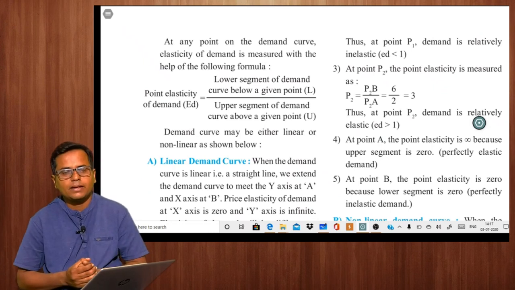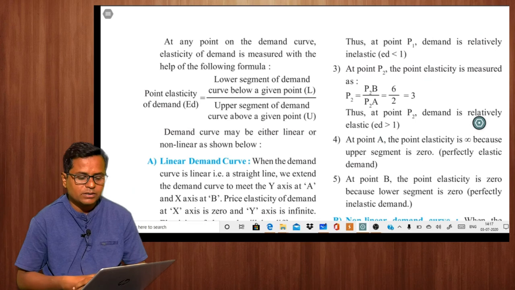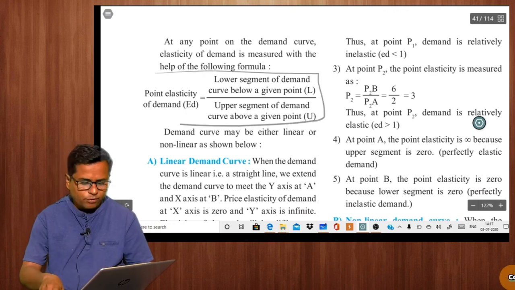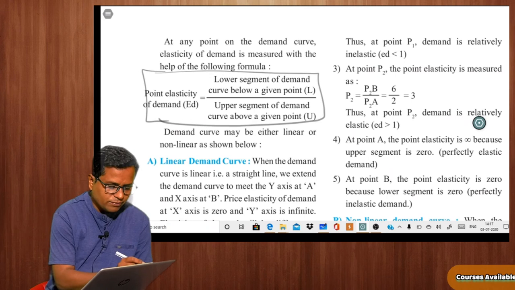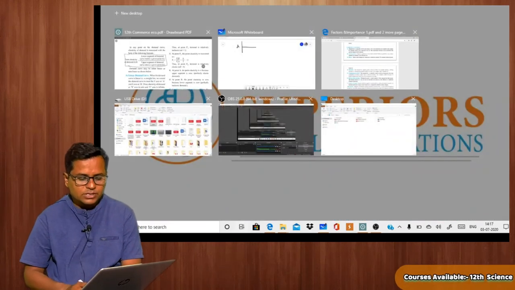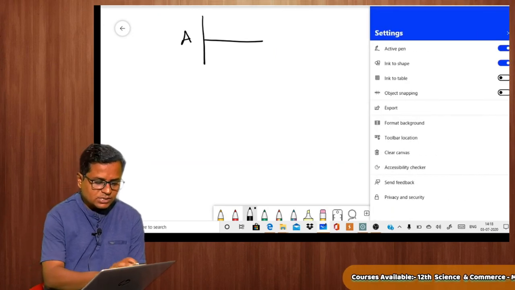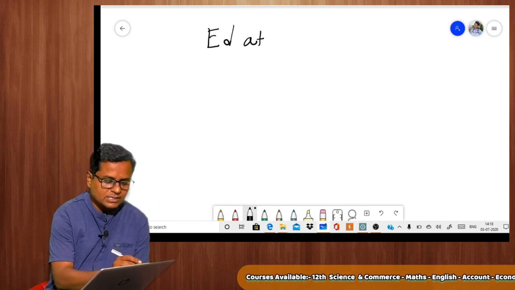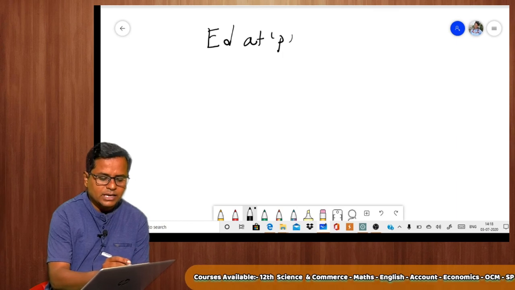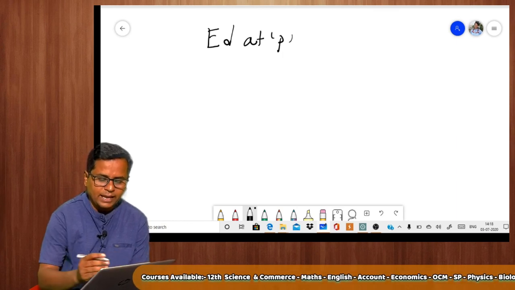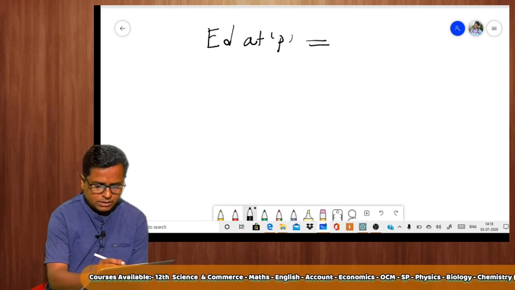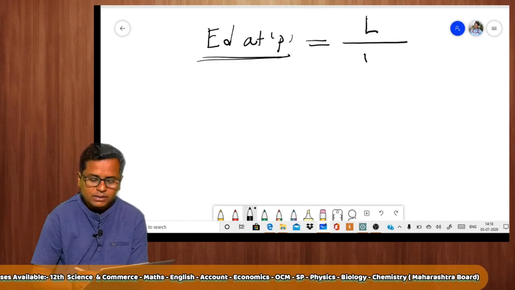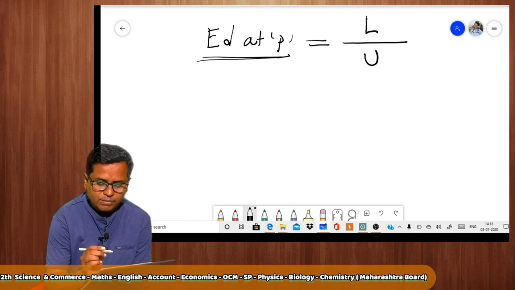See, price elasticity of demand can be measured at any point given on the demand curve. There is a formula for measuring price elasticity of demand at a given point. See, this is the formula. Price elasticity of demand at a given point, maybe P point, maybe A point, Q point, or any. Suppose that the given point is P. Price elasticity of demand at point P is equal to L divided by U.